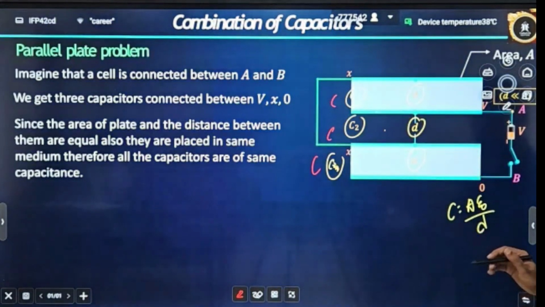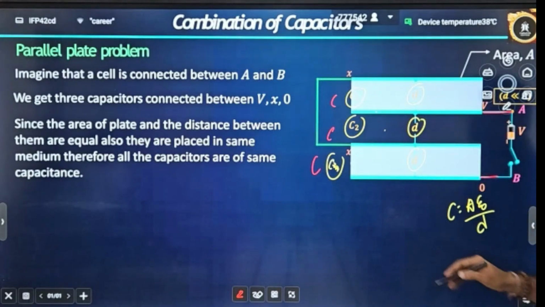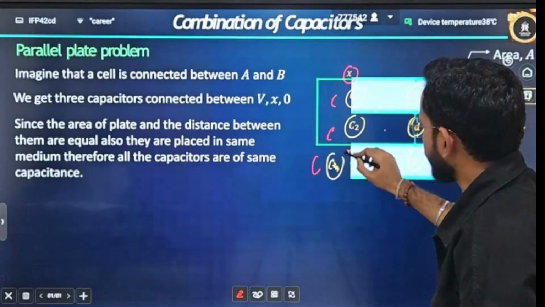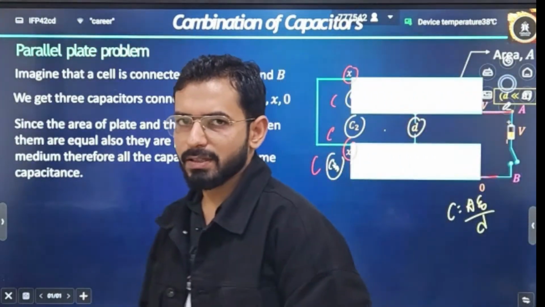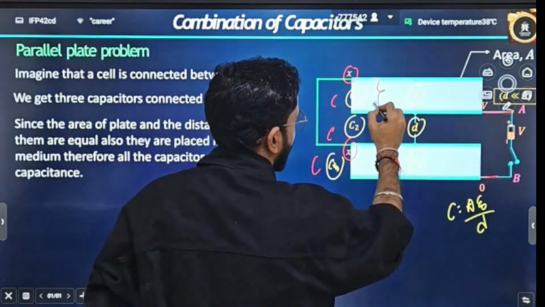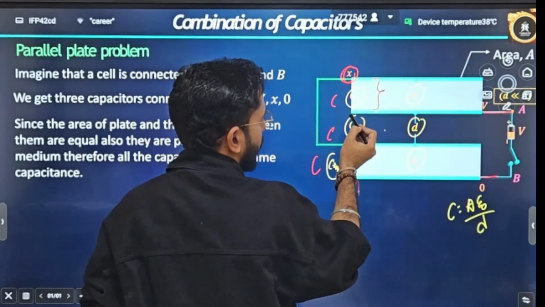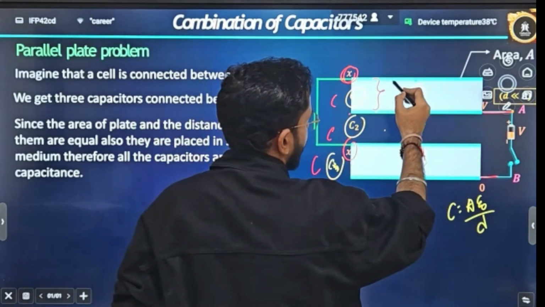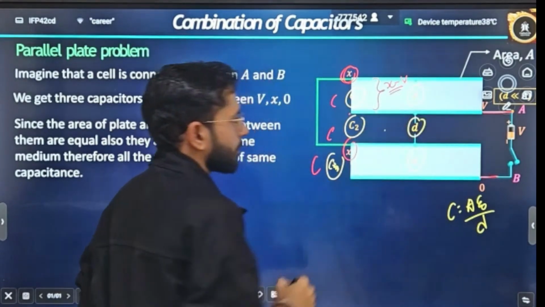Now see the connections properly. Here a battery is connected from this plate at V, and this is at 0 potential. This point is at X potential, this point is at X potential. Just write the potential difference. This method is always going to work for you. Tell me the potential difference across this C1 capacitor. One plate is at X potential, one plate is at V potential. That means the potential difference is X minus V.